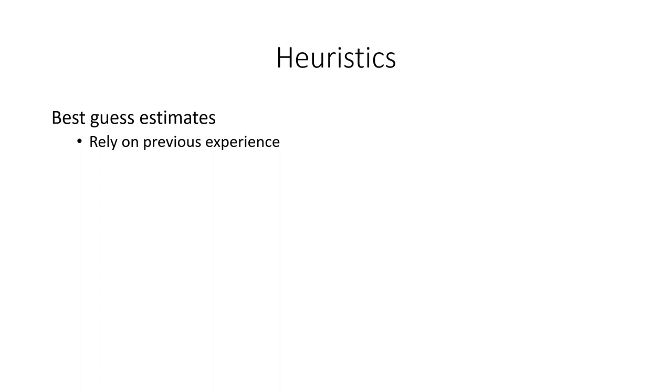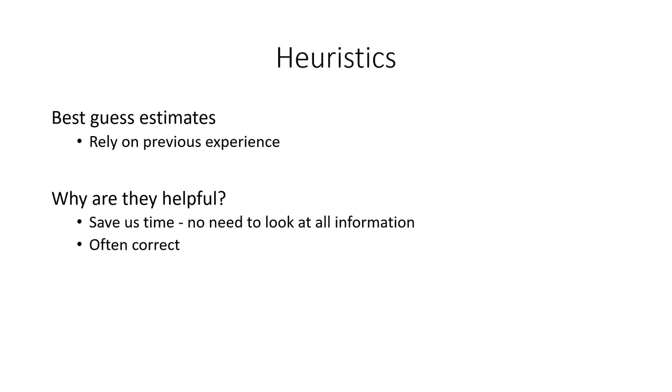And the final thing before we get to development is we'll look at heuristics. Heuristics are our best guess estimate, so schemas basically create heuristics. If I ask you what's a chair, you make a best guess estimate of what's a chair. Heuristics, just like schemas, rely on previous experience. So why are they helpful? Just like schemas, just like scripts, something else we didn't talk about, they help us save time. There's no need to look at all of the information because they save us time.